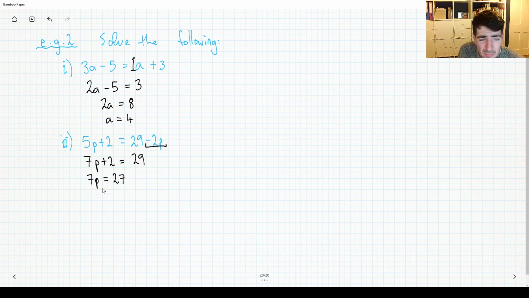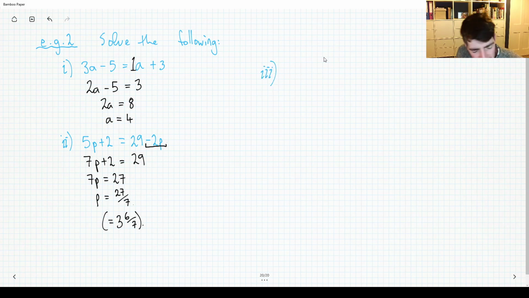And finally, we're going to solve it. So here we need to divide by 7, but you'll notice that 27 is not a multiple of 7. 21 is, and 28 are multiples of 7, but not 27. So what we could do instead is we could just leave our answer like this, 27 over 7, and I'm happy for you to leave it like that. And if you wanted that as a mixed number, it would be 3 and 6/7. Right, one more example.